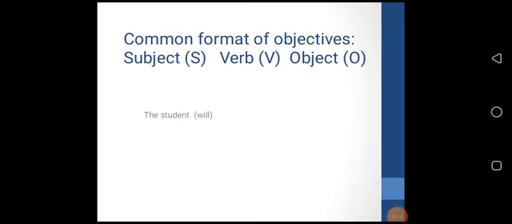A student will, or students will, or should, or might, or demonstrate. Here the subject is a student or learner, and the verb can be will, should, might, demonstrate, etc. And the object.